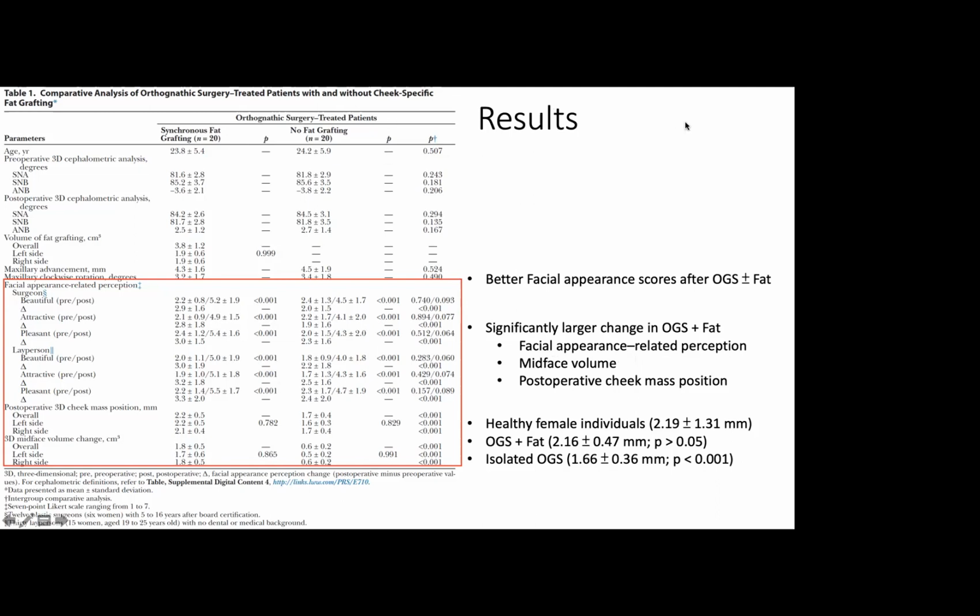And they also measured healthy female individuals for the cheek mass position. We can see the healthy female individuals' cheek mass position is 2.19 and 1.3, which is more similar to the group of synchronous OGS with fat grafting, and significantly larger than the isolated OGS group.